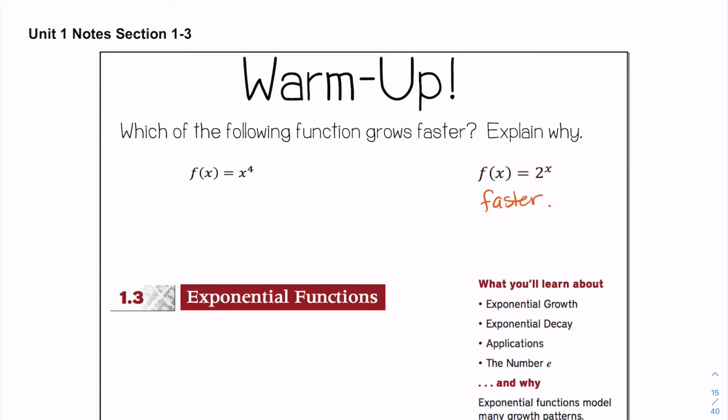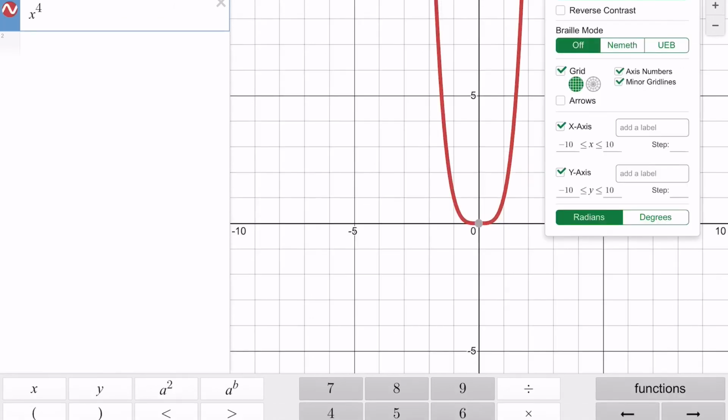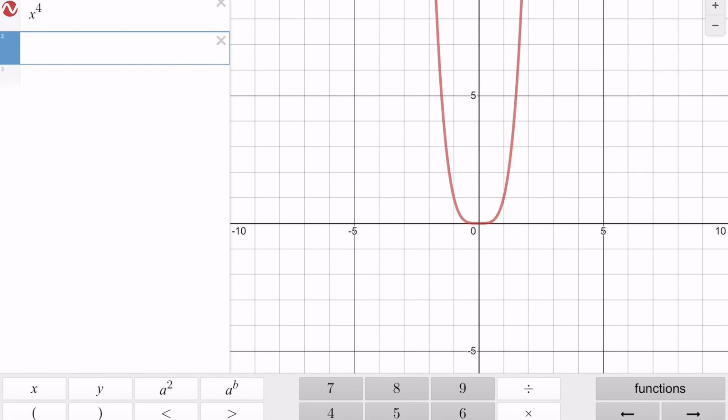And the reason? Well, here, let's actually graph it. X to the fourth and 2 to the x. Let's take a look. X to the fourth, and then 2 to the x.